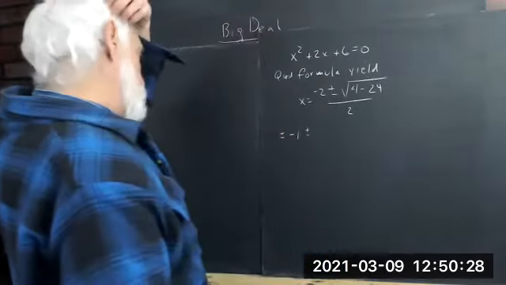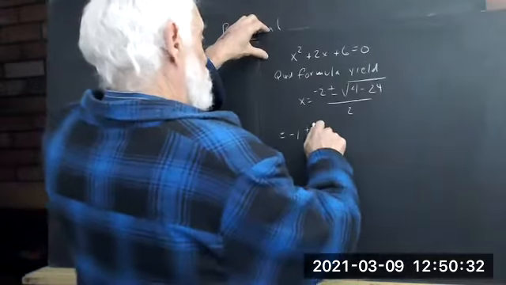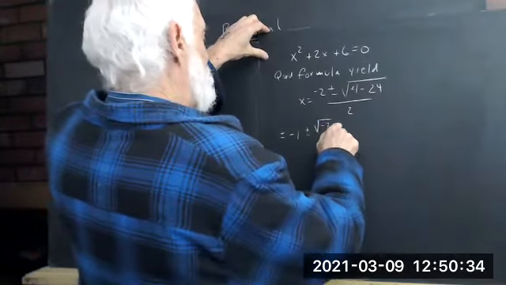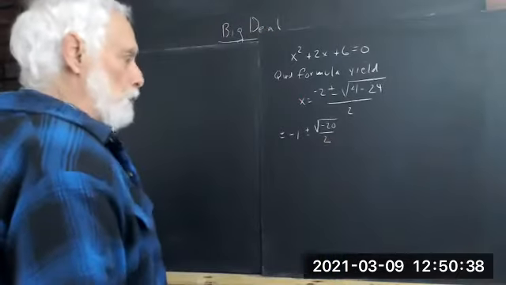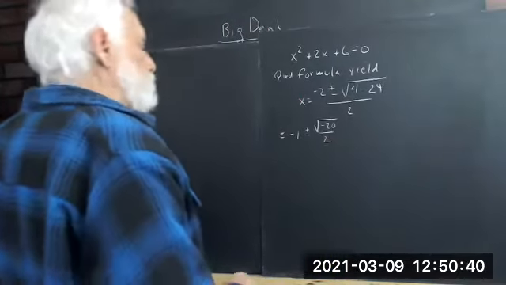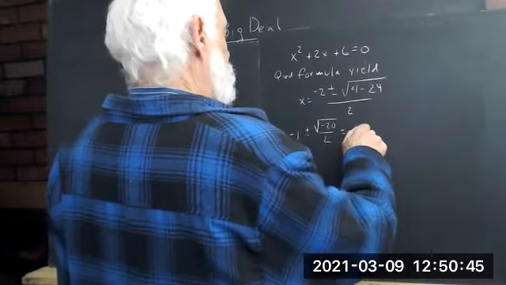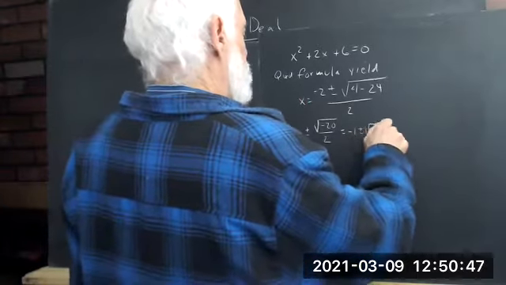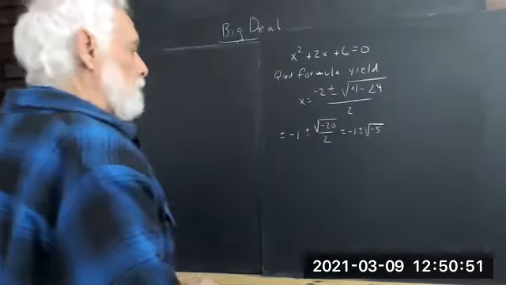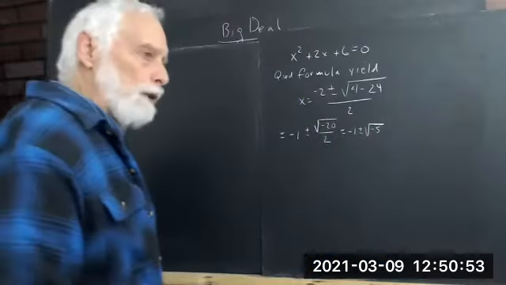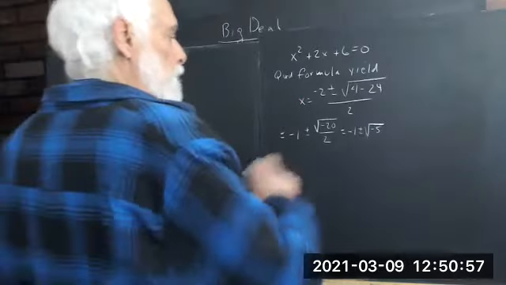And I can simplify that to -1 plus or minus the square root of -20 over 2, which simplifies to -1 plus or minus the square root of -5. And of course, the square root of -5 is not a real number. There's no number you can square to get a negative.